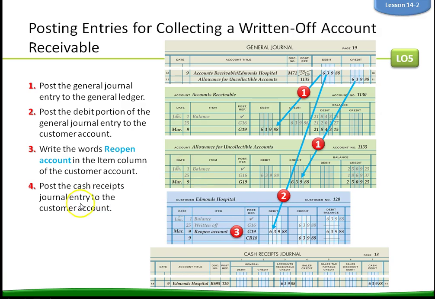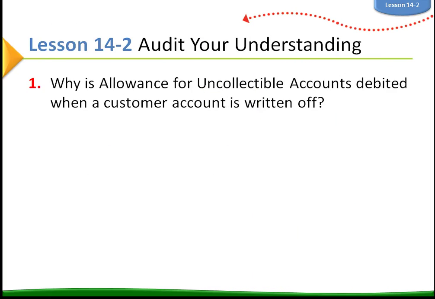Post the cash receipts journal entry to the customer account. Cash receipts journal entry. That is from the previous page, actually right here. Cash receipts journal page 18. Okay, that's a cash debit. So we've got the reopen account debit, cash receipts credit, right up there. All right, so we'll practice that and then work together.